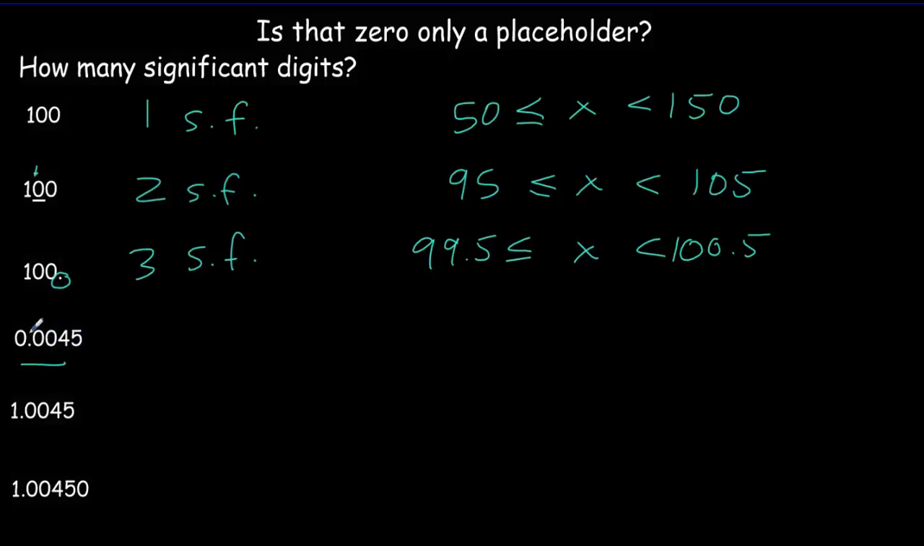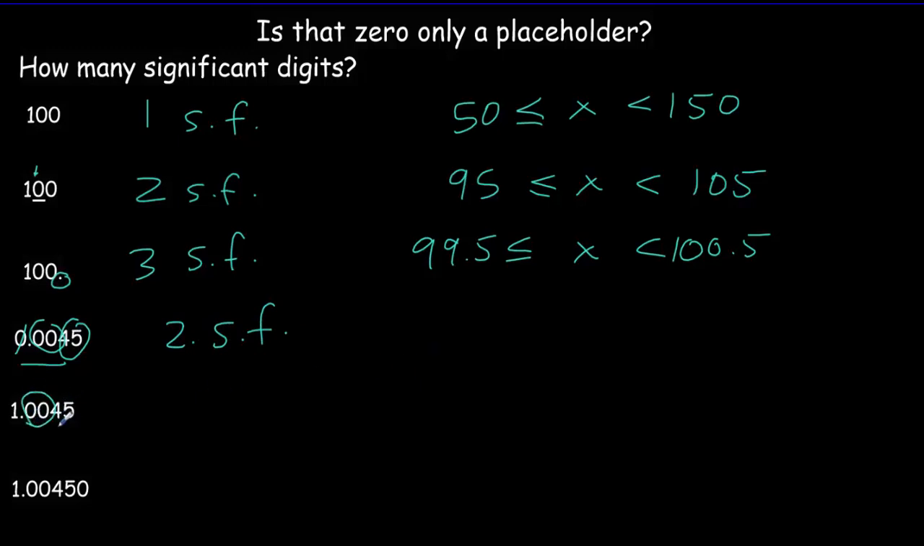Next one, that's a leading zero. We don't even have to write that zero, so it's definitely not significant. Any leading zeros are not significant. These two here are simply placeholders. We need those zeros to say it's 0.0045, a very small number, and 0.45, which is a big number. So it's only the 4 and the 5 that are significant. So that would be 2 significant figures.